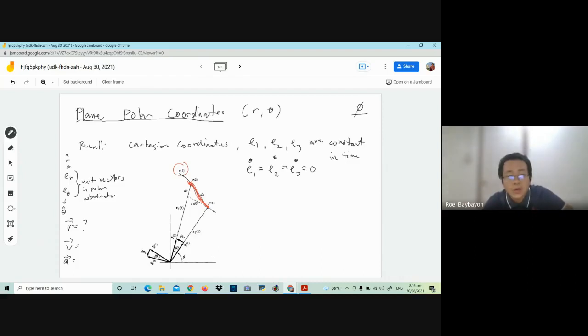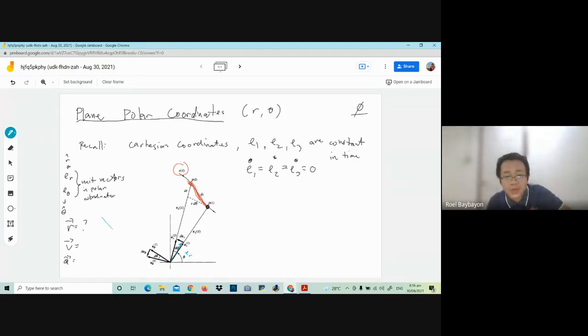So e_r is the radial direction. e_r is the unit vector along the radial direction. So if this is my point P, then the radial direction is going along that green-blue arrow. So this one is my e_r. It is a unit vector, so take note that its magnitude is 1.